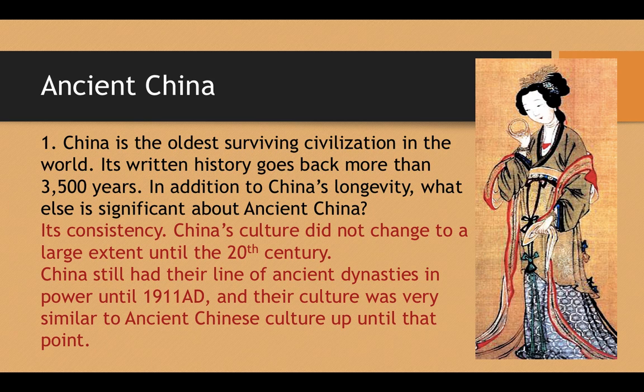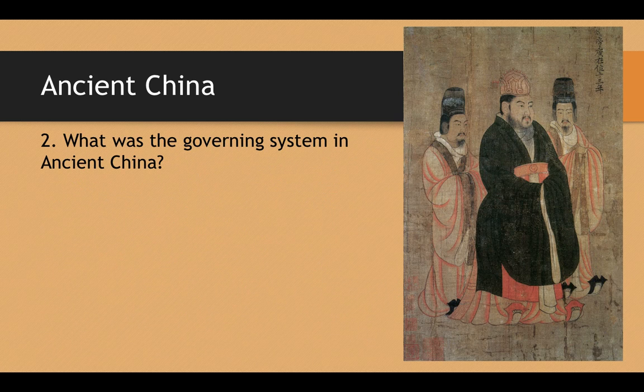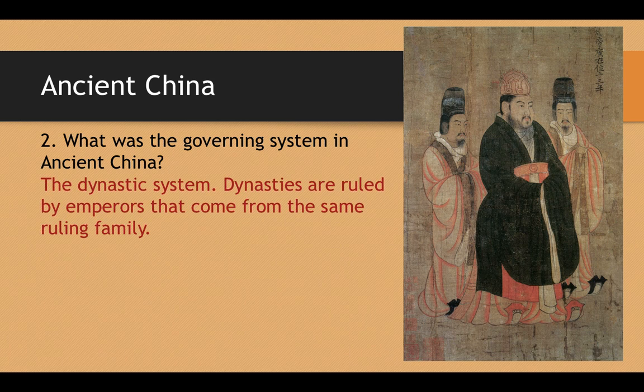China still had their line of ancient dynasties in power all the way up until 1911 AD, okay, only about 100 years ago. And Chinese culture was very similar to ancient Chinese culture all the way up until that point. So very impressive how long China has survived without ever having a period where they didn't exist. And also very impressive, or at least significant, that their culture did not change very much up until the 20th century. The governing system in ancient China was the dynastic system.